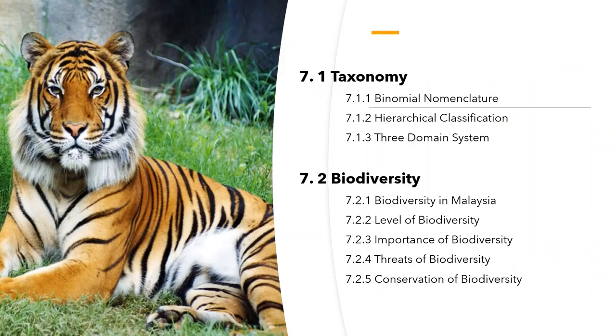There are 2 subunits in this chapter. 7.1 is taxonomy and 7.2 is biodiversity. Under taxonomy, we are going to discuss about the binomial nomenclature, hierarchical classification and 3 domain system. Under biodiversity, we will be discussing about biodiversity in Malaysia, level of biodiversity, the importance and the negative effect to the biodiversity, and also the conservation of biodiversity in our country.